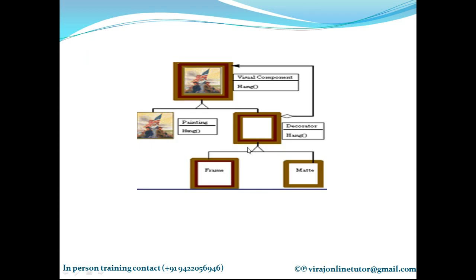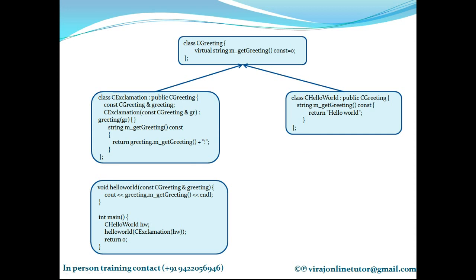Okay. So this is another example of a decorator design pattern. There is a visual component here and there is a function called hang. Now this is a painting that I am planning to hang. So what is a decorator? Decorator has a frame and a mat. I can place this painting either in a frame or I can just place it on a mat. This painting is a real life example and I want to decorate it. So I can have a frame or I can have a mat. At runtime I can decide how to decorate it. This is a very simple example of the decorator pattern.